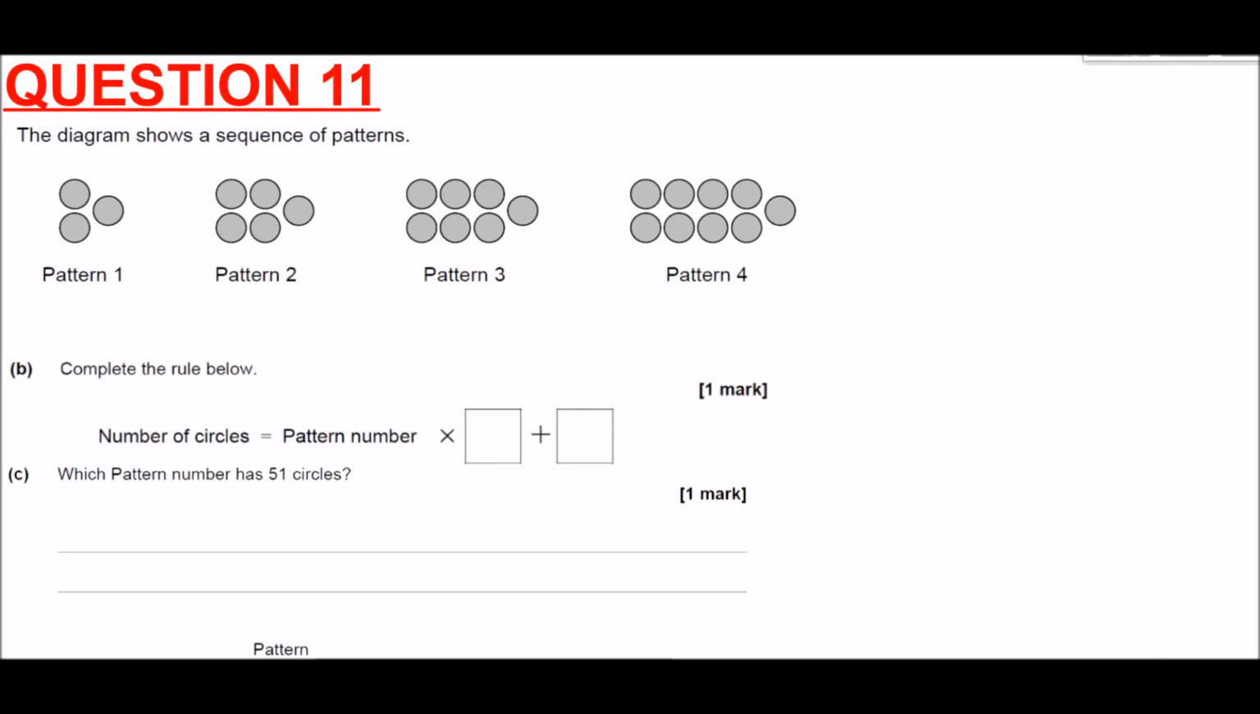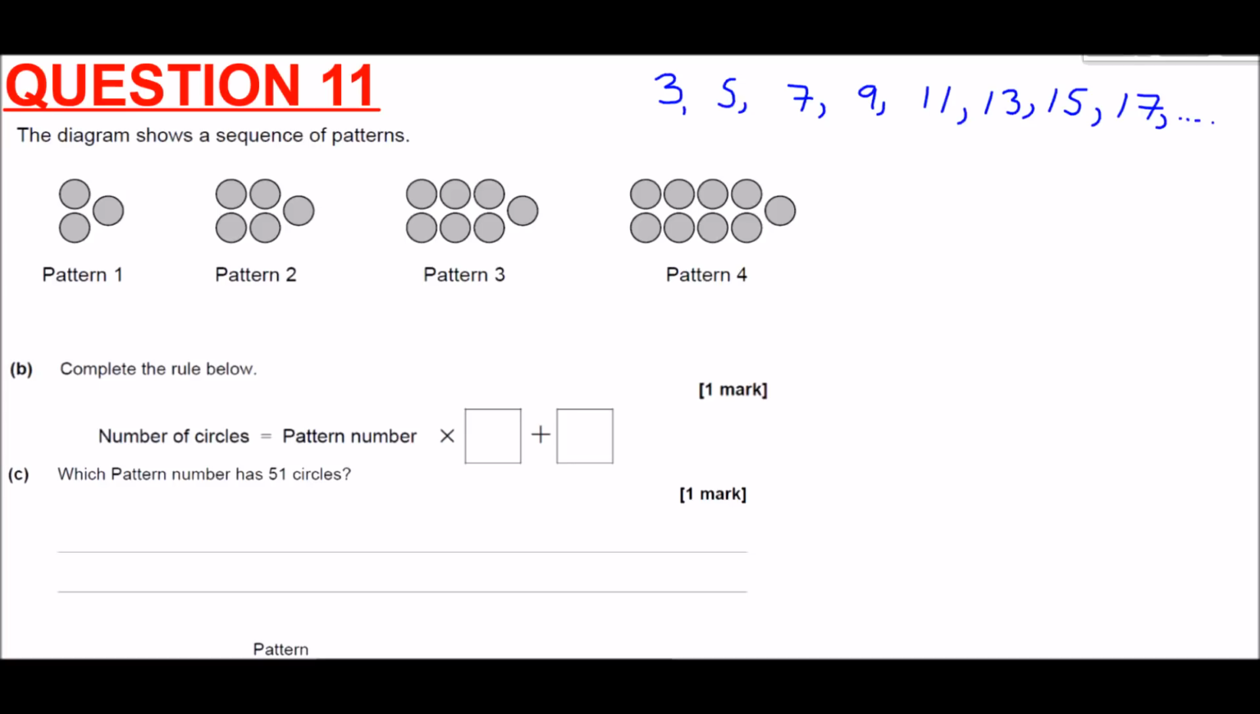Part B, we have to complete the rule for the number of circles in each pattern. What was happening is, the patterns were increasing in 2s. So if I just write the pattern number here, we had 3, 5, 7, 9, 11, 13, 15, and so on and so on. Now, this is called an arithmetic progression, where the numbers are going up by the same amount each time.